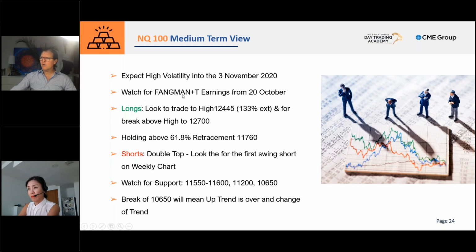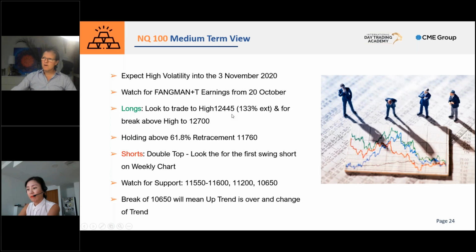Watch for the FANG earnings. They're coming out on the 20th of October. Netflix is the first one to look for. After that we've got Microsoft and Tesla coming out on the 21st, and then we've got Amazon also coming out on the 22nd of October. So watch for those days, guys. We could see some potentially big moves in the market coming out of earnings. So keep an eye on those dates. I would put them in your trading journal and in your diary. Earnings season is coming out.